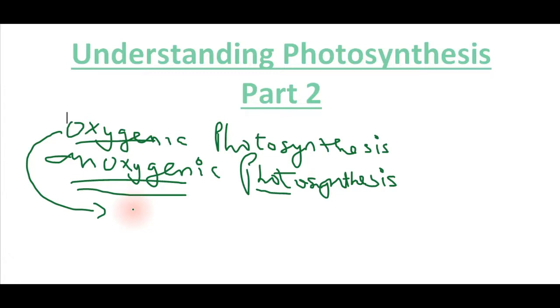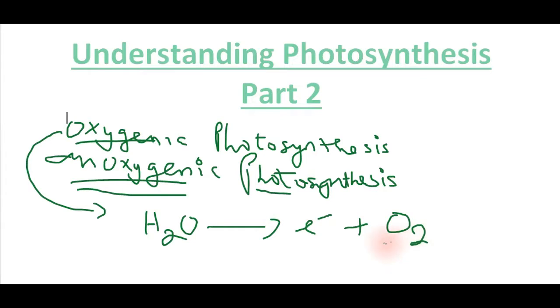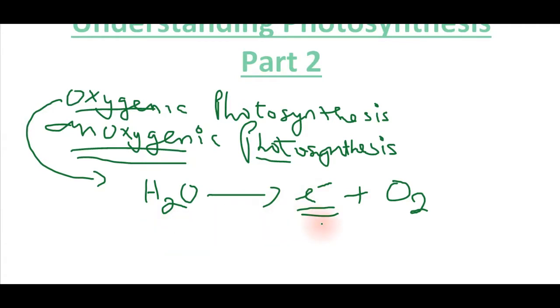So, in oxygenic photosynthesis, light is actually responsible for the transfer of electrons from water to carbon dioxide in order to produce carbohydrate. In other words, water is being said to be the oxidizing agent. So in oxygenic photosynthesis, water will actually be oxidized in order to produce its electrons and oxygen. The electrons that are being produced will be accepted by carbon dioxide in order to produce carbohydrate.